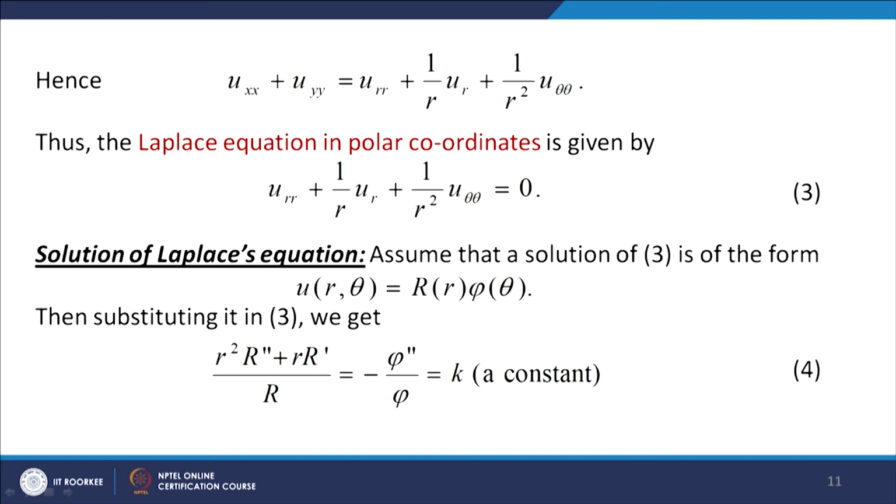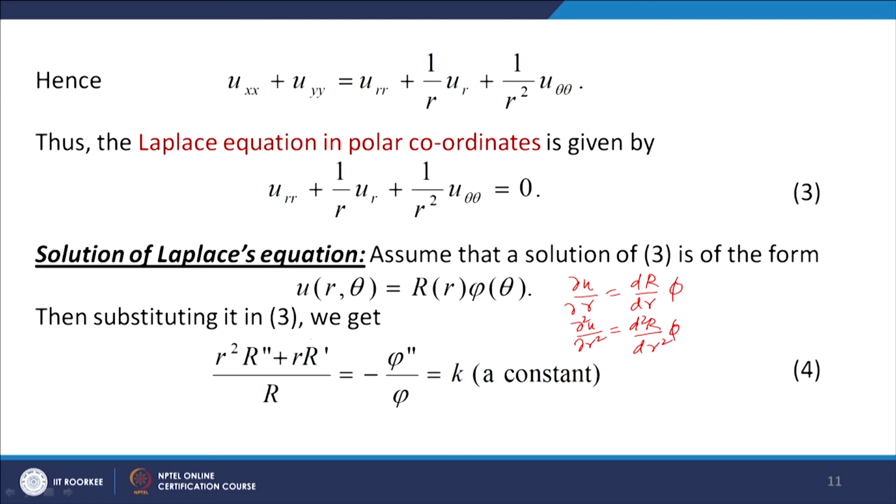Now, let us solve this equation by again the separation of variables method. We have 2 independent variables r and theta. So, let us take u(r, θ) equal to R(r) into Φ(θ). When you use this in this equation, what you get? ∂u/∂r equal to dR/dr into Φ. And ∂²u/∂r² then gives you d²R/dr² into Φ.